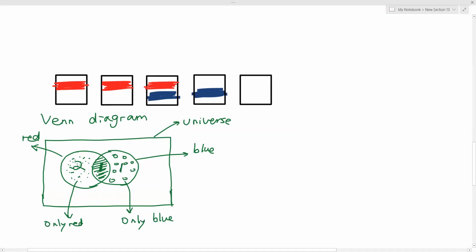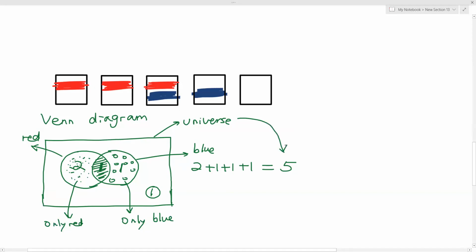Now, these are my 2 sets of the ones that have paint. What about the ones that do not have any paint? So I'm going to draw a little circle, just in one of the far corners. And this is that 1 box that has no paint. And let's check. We've got 2 that has only red, 1 that has only blue, 1 that has no paint, and 1 that has both. And 2 plus 1 plus 1 plus 1, is that 5? Yes. So the whole rectangle, the universe, that is my 5.